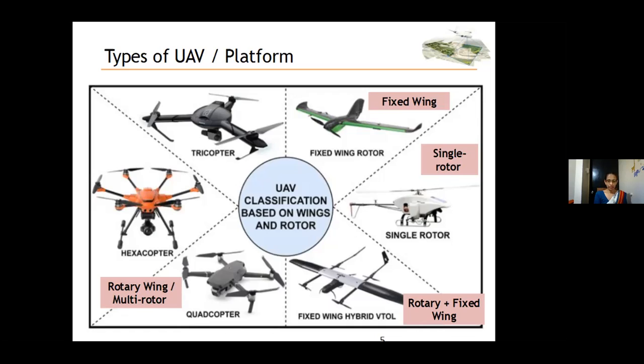The last one is the fixed wing hybrid VTOL drone. Now you can see rotary wings and also fixed wing. These two types of drone have pluses and minuses. So if you put these two together into a third type of drone, sure, it will be the best of both.